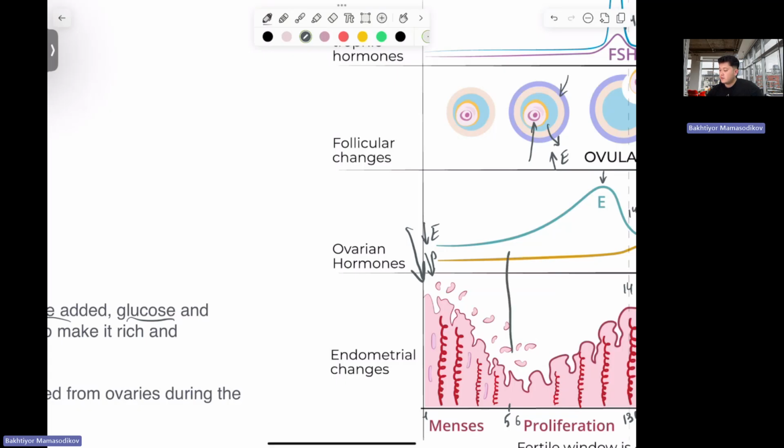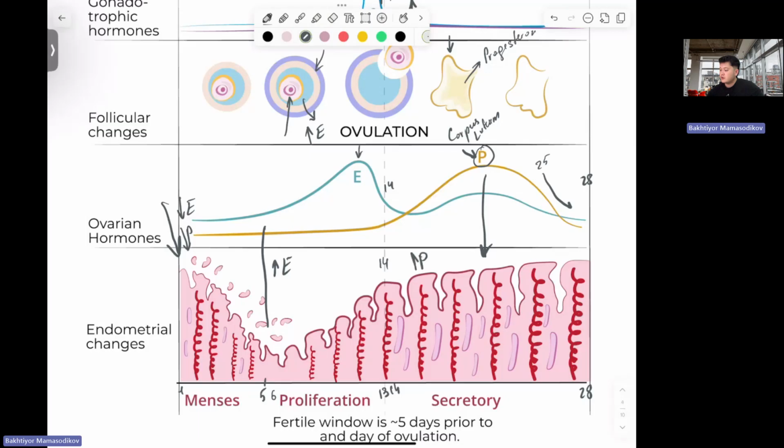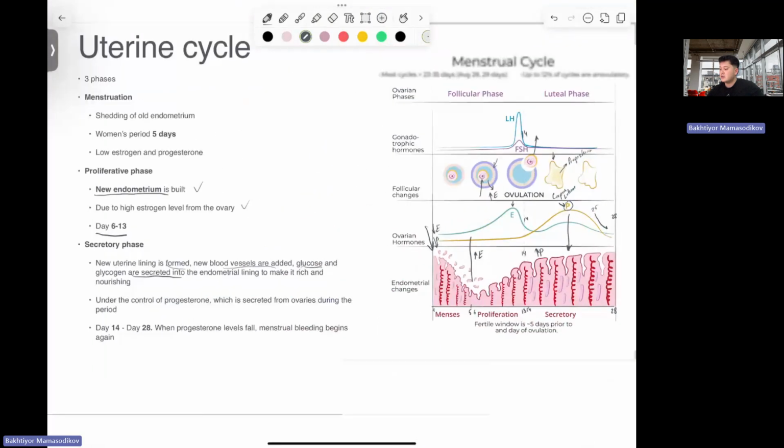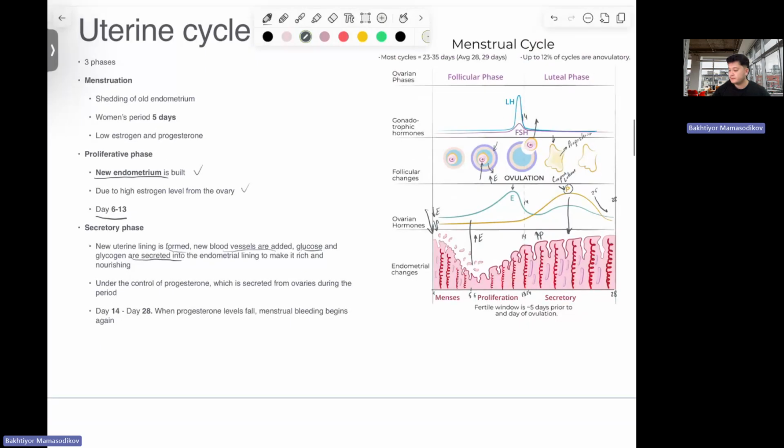Starting from here, estrogen is getting high. Starting from here, progesterone is getting high in the secretory phase. So the proliferative phase has high estrogen, and the secretory phase has high progesterone. In the menses, both of them are low.